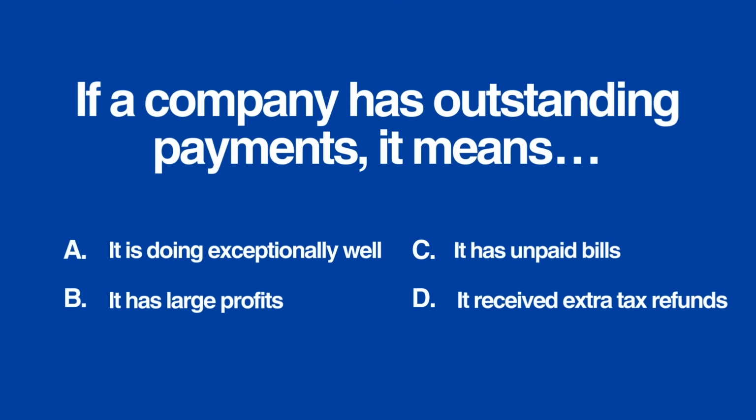Let's check our comprehension with our question. If a company has outstanding payments, it means it is doing exceptionally well, it has large profits, it has unpaid bills, or it has received extra tax refunds. And yes, the answer is C. It has unpaid bills.